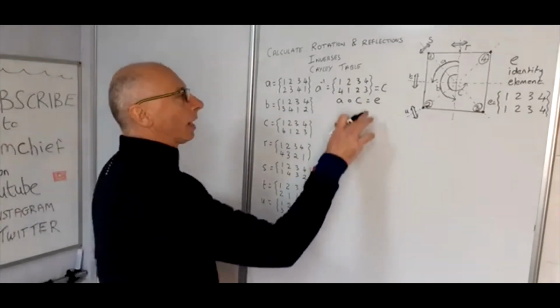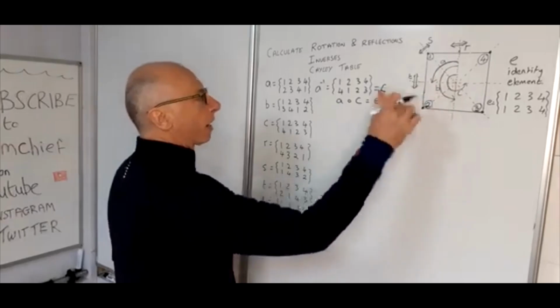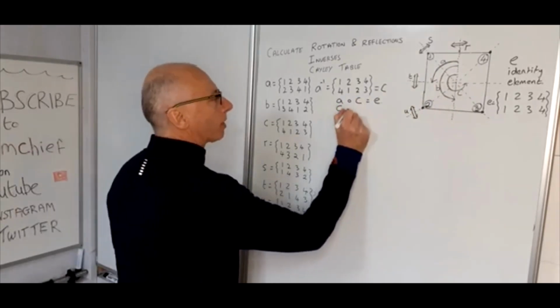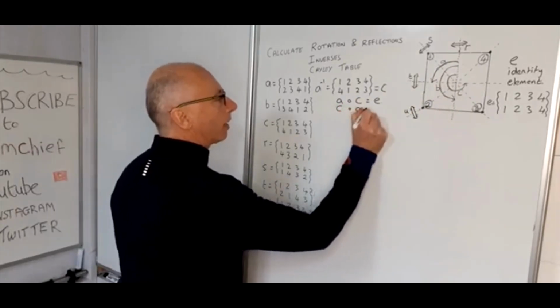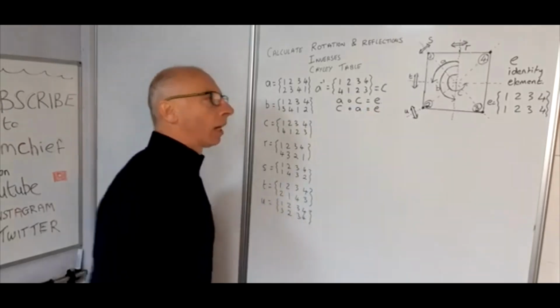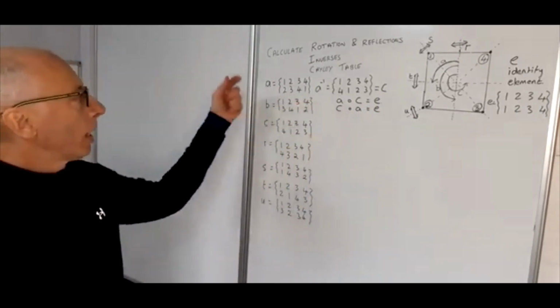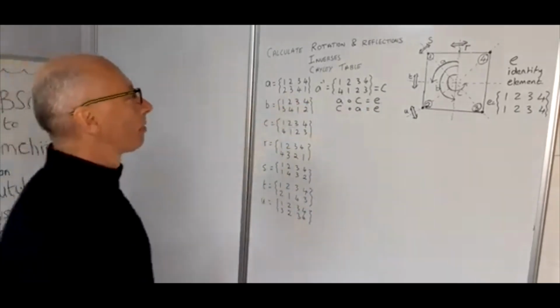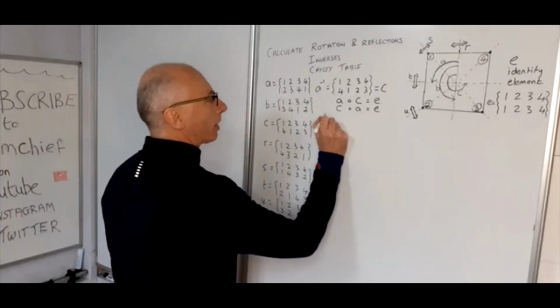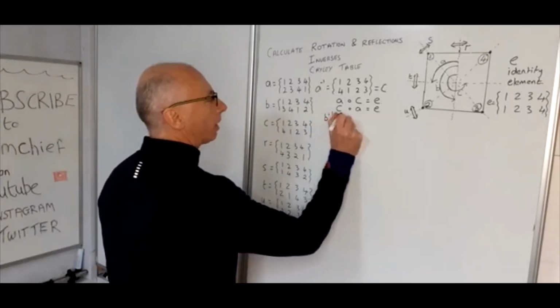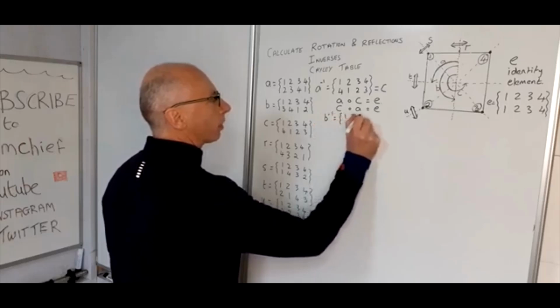Now, as this is a cyclic group, we can also say that C acting on A is also our identity, because they will always end up back where they started from. Okay, now let's have a look at B, the inverse of B. So 1, 2, 3, 4.